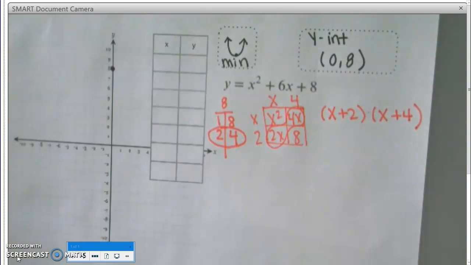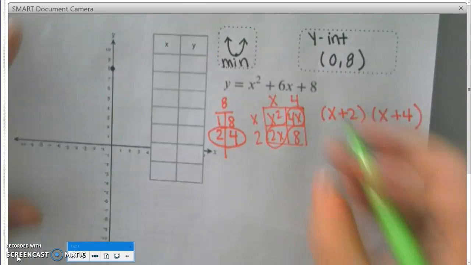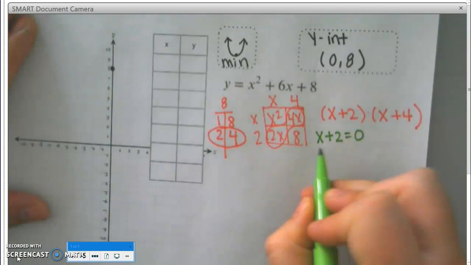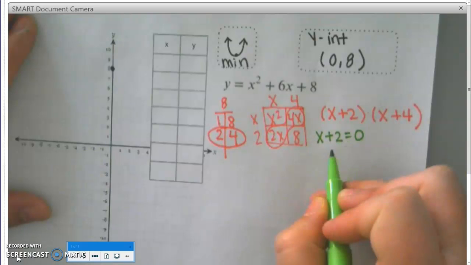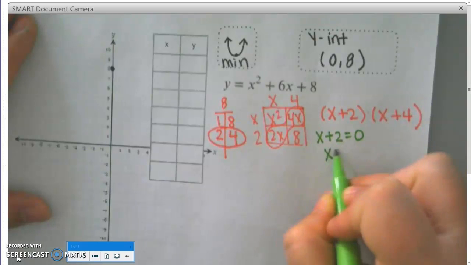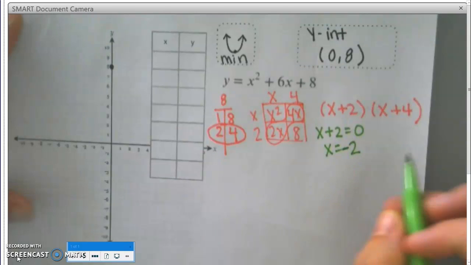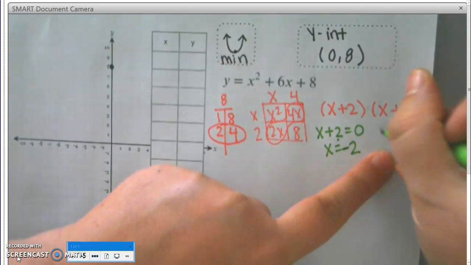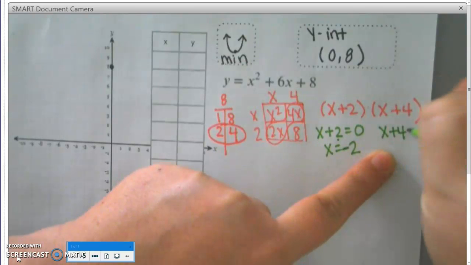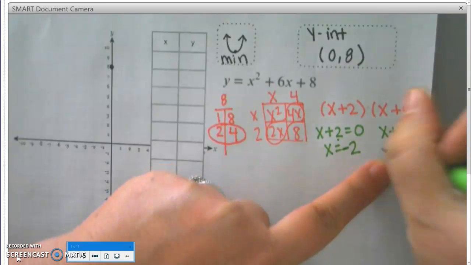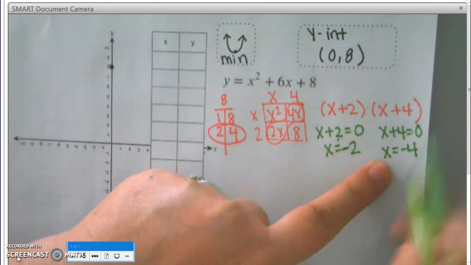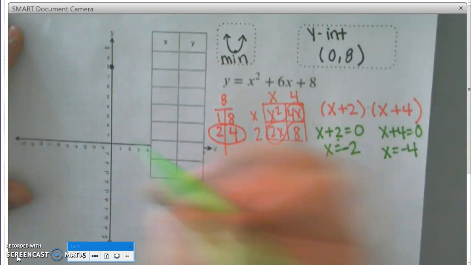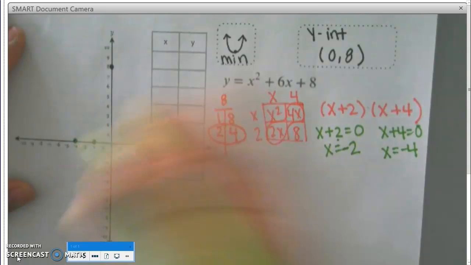Now I can set those equal to 0 so I can get my x-intercepts. So what is going to make x plus 2 equal 0? If I subtract 2 on both sides, I get negative 2. And that makes sense because negative 2 plus 2 is 0. Same thing on the other side. I'm going to minus 4. And that should make sense because negative 4 plus 4 is 0. So now I can plot both of those points.